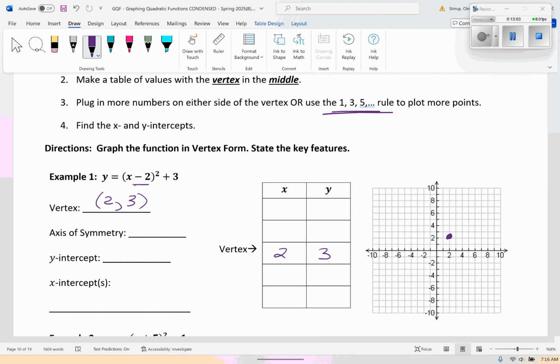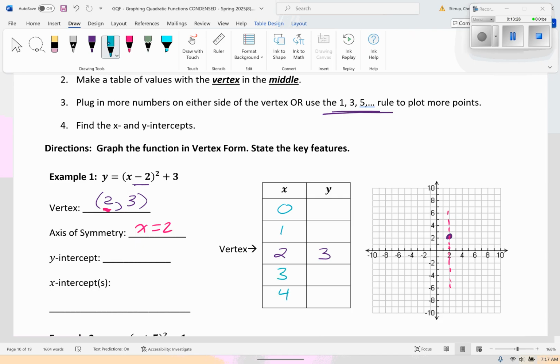The axis of symmetry, you automatically know that because you know the vertex. The axis of symmetry is just going to be the same thing as the x value of the vertex. What is the y-intercept? We don't know at this point, but let's see if we can find it. So I'm going to plug 1 in, 0 in, 3 in, and 4 in.